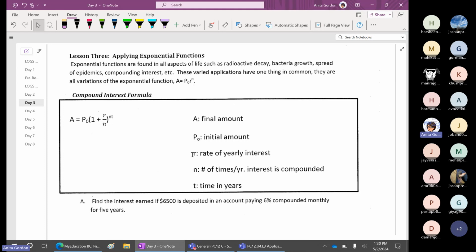So all that to say, we are looking at applications today. And applications is basically all word problems, and exponential functions are used in all kinds of areas of life. Finances is one example.